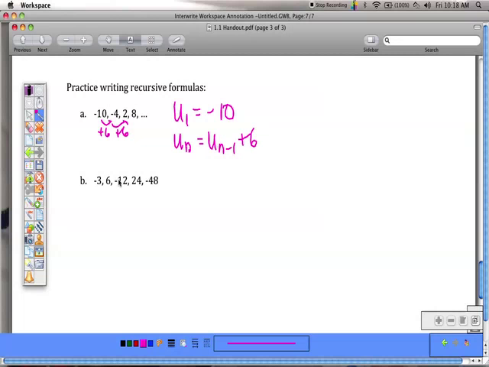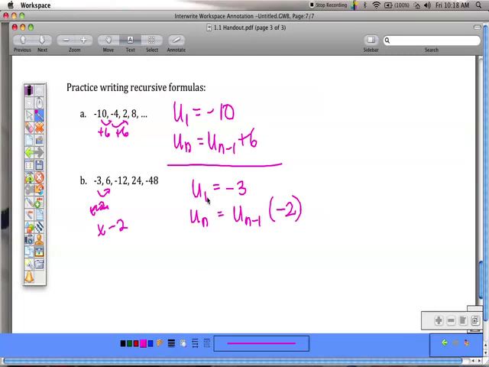Right, the next one looks geometric. It looks like we're multiplying by -2 each time. So to write this out, we have u sub 1 equals -3. There's your first term. And the equation is u sub n equals the term before it times -2. Okay, so always write your first term and then your equation.